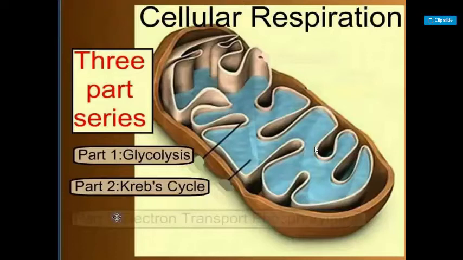When is this going to happen? Cellular respiration has to happen in the presence of oxygen. Cellular respiration is what we call an aerobic process. Aerobic, which is related to air, means that it needs oxygen to take place. Cellular respiration takes place in the mitochondria, as we said, which are also called the powerhouses of the cell because they make most of the cell's ATP.